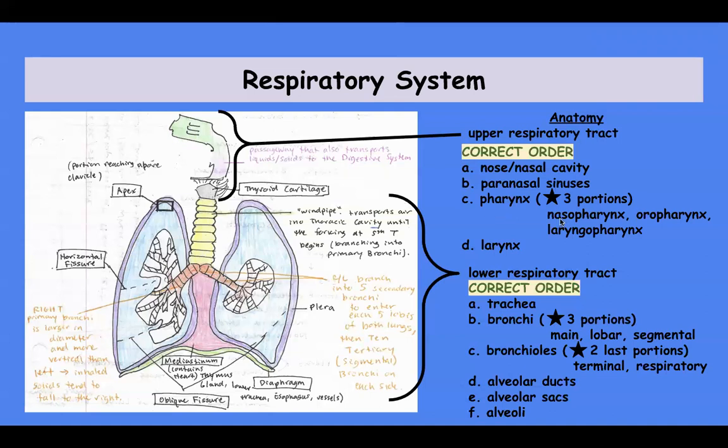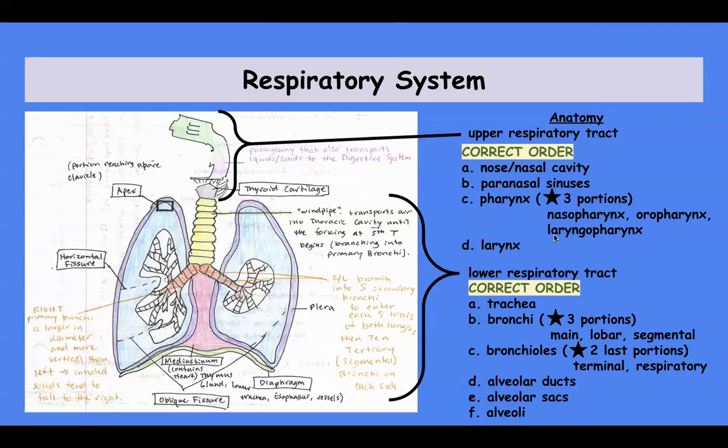And this makes sense because if we think about it conceptually, that air is going to pass through the nose and the nasal cavity first. The nasopharynx would be the first portion of the pharynx, and then the oropharynx, which is situated near the oral cavity, and then we have the laryngeal pharynx.